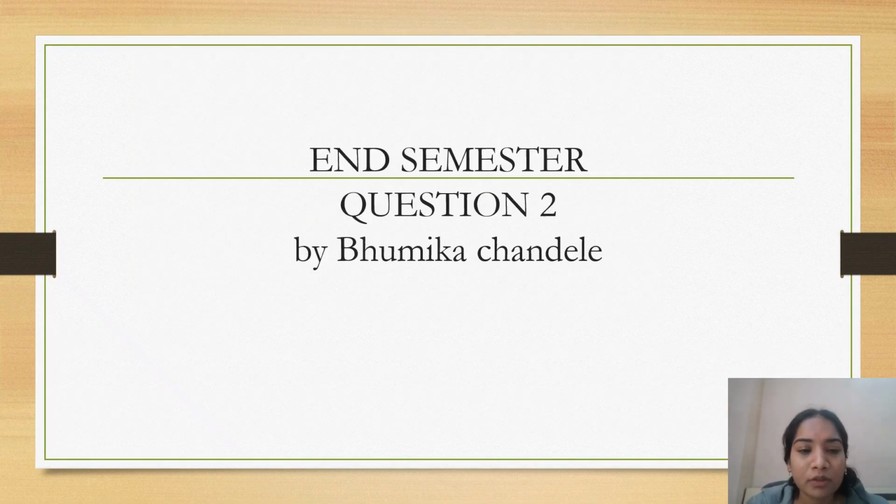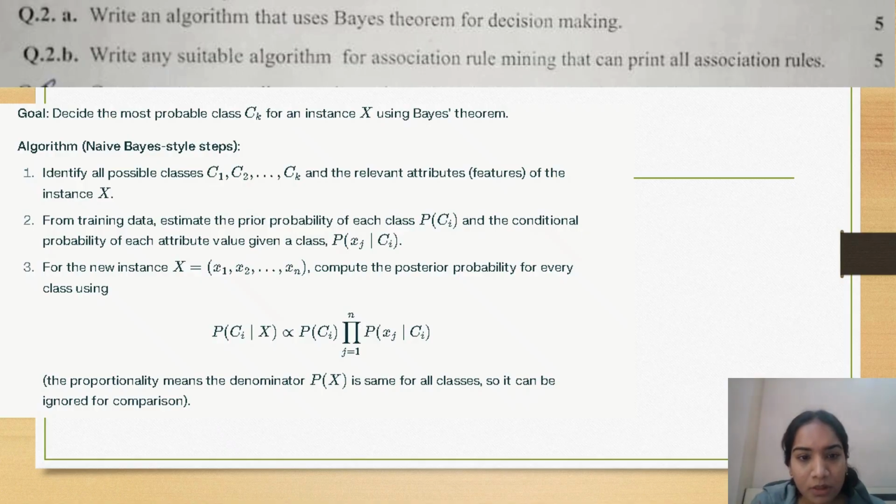Hello everyone. Today I am going to explain question number 2 from the end semester examination paper. I will explain a simple algorithm that uses Bayes theorem for decision making. Question 2, Part A: write an algorithm that uses Bayes theorem for decision making, and Part B: write any suitable algorithm for association rule mining that can print all association rules. We will also discuss Bayes theorem.